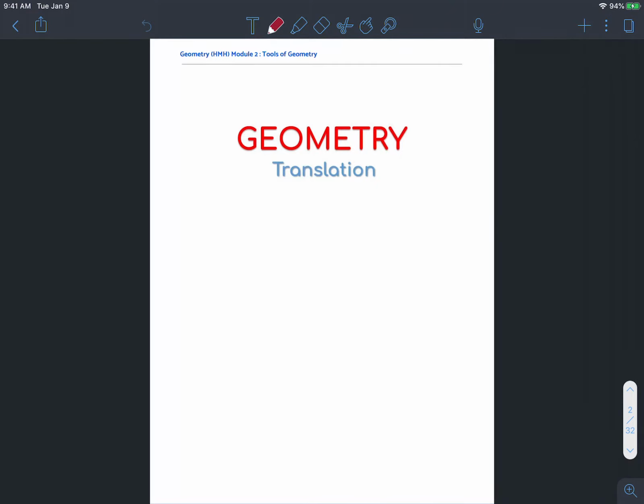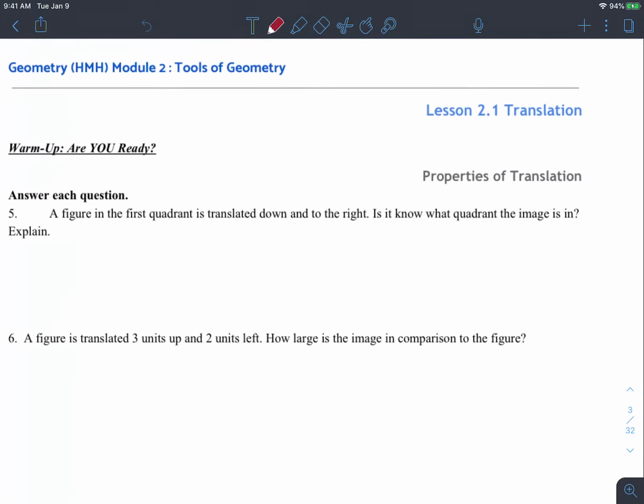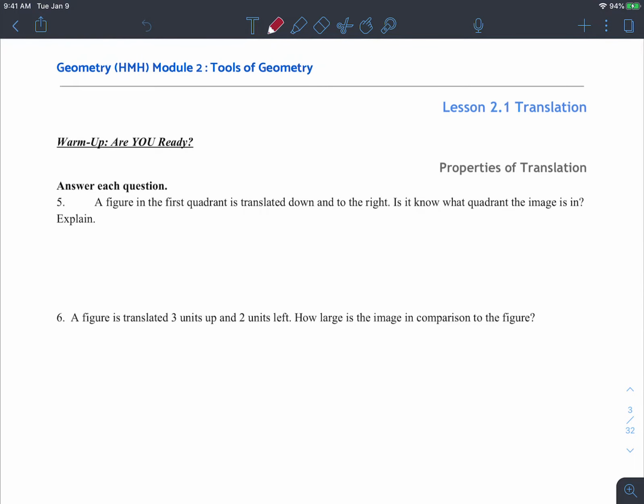Geometry lesson on translation. That is lesson 2.1. Okay, guys, this is a warm up. Do me a huge favor, guys. Pause this video and work on this problem, and when you're finished, start to play.